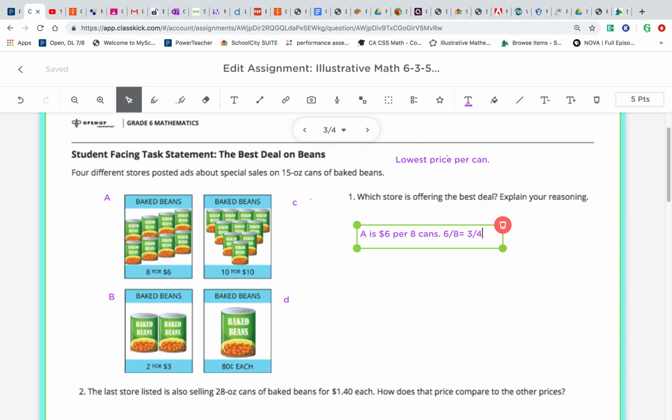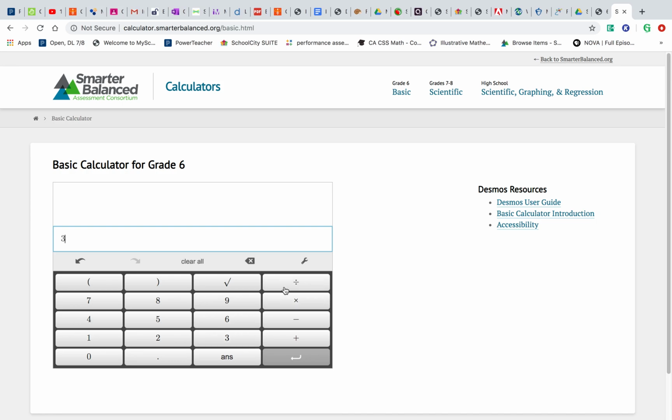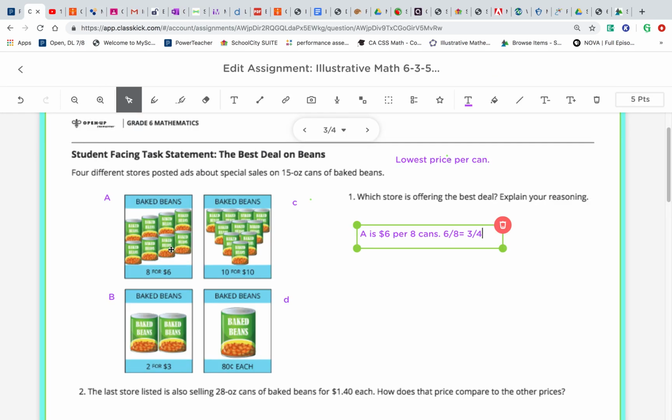In terms of dollars and cents, let me just show you how this works. 3/4 is 3 divided by 4, 0.75. So we're talking about 75 cents. Good to be aware of that as we look at A.